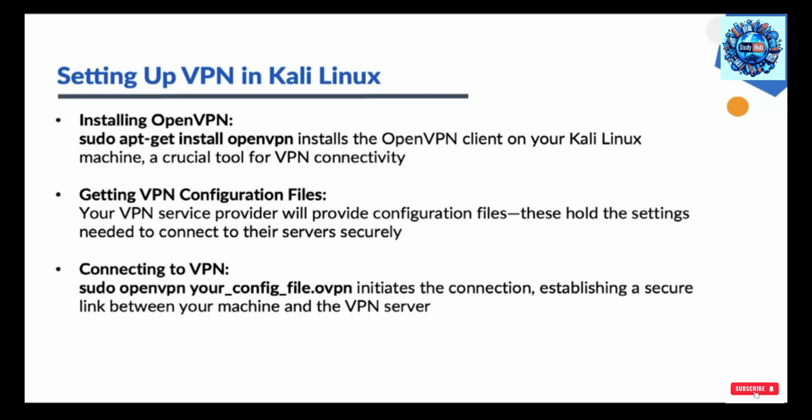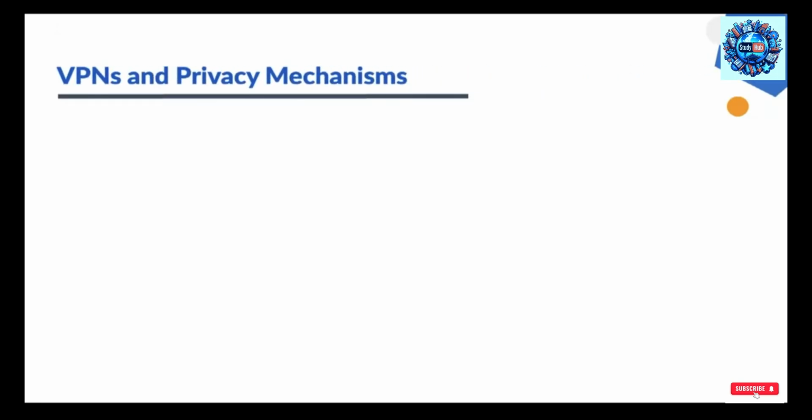Once these files are downloaded, we can initiate the connection using sudo openvpn and the config file path to establish a secure link between the machine and the VPN server. We'll perform these in our illustrations soon. Now, behind the scenes, OpenVPN employs a robust cryptographic technique, ensuring the confidentiality and integrity of your data during transit. Now that we are connected, let's delve into how VPNs fortify your privacy in the digital landscape.